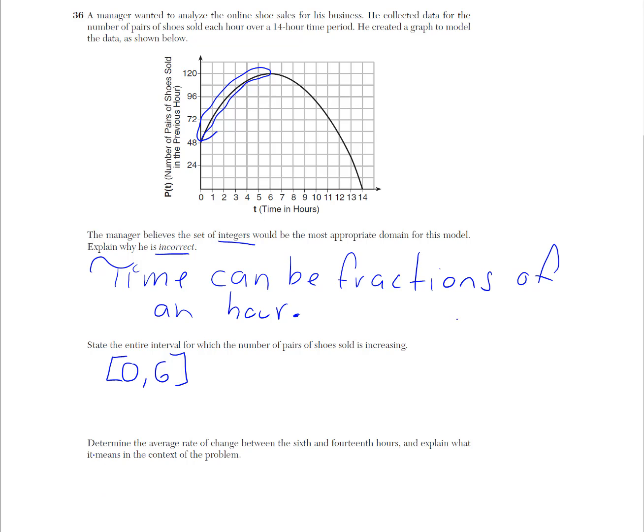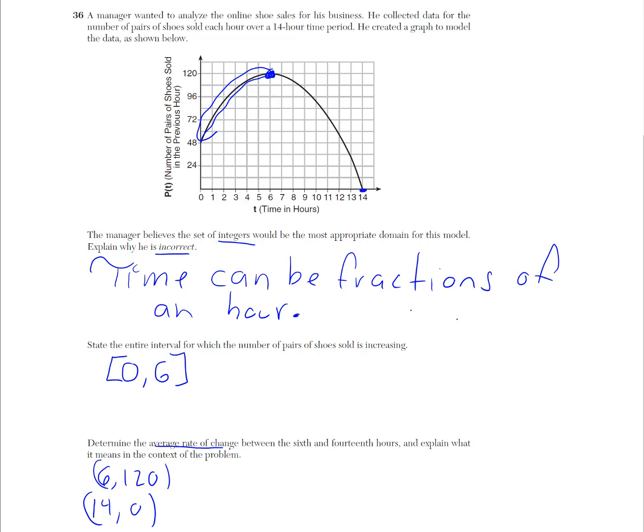The last part says determine the average rate of change between the 6 and 14 hour and explain what it means in the context of this problem. Okay, so first thing would be to find out what the value is. So at 6 hours, he has 120 pairs of shoes. And then over at the 14th hour, we have 0 pairs of shoes.